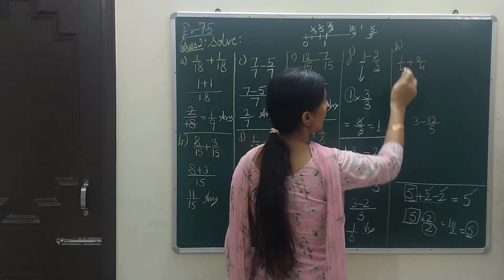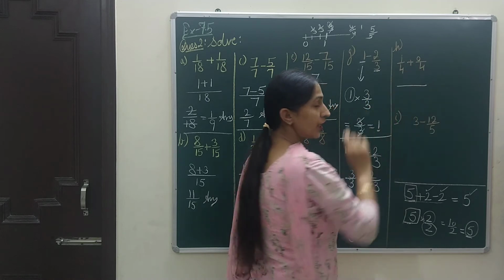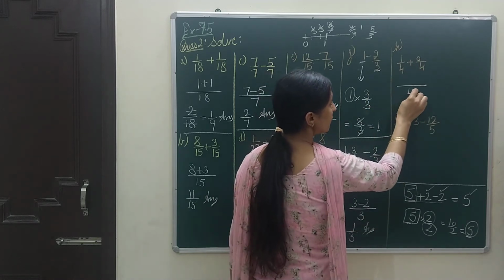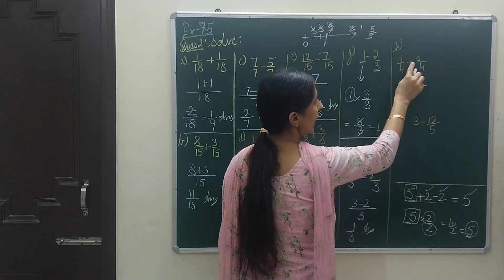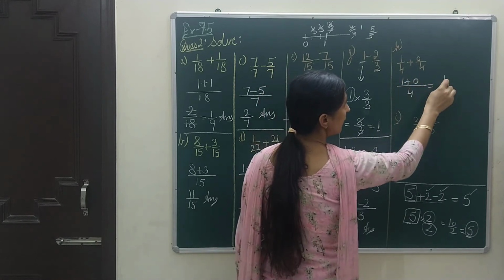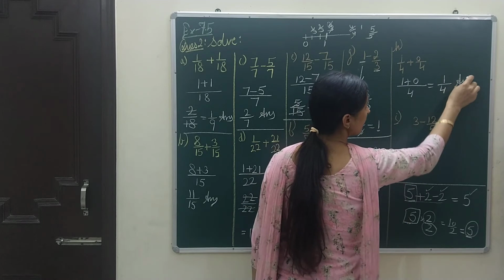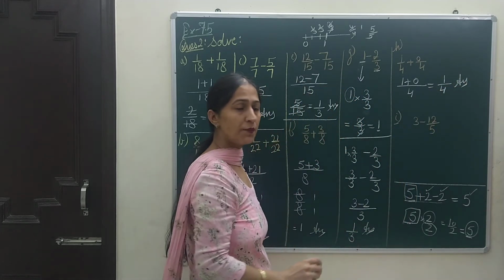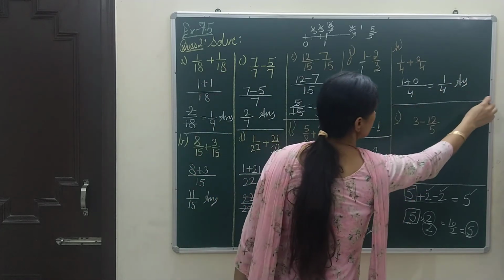Let us do the next part now. Here again the denominators are the same. Here 4 is in the denominator and 1 plus 0 is in the numerator, and when I add, it will be 1 by 4, and it is already in simplest form, so no need to cancel it.